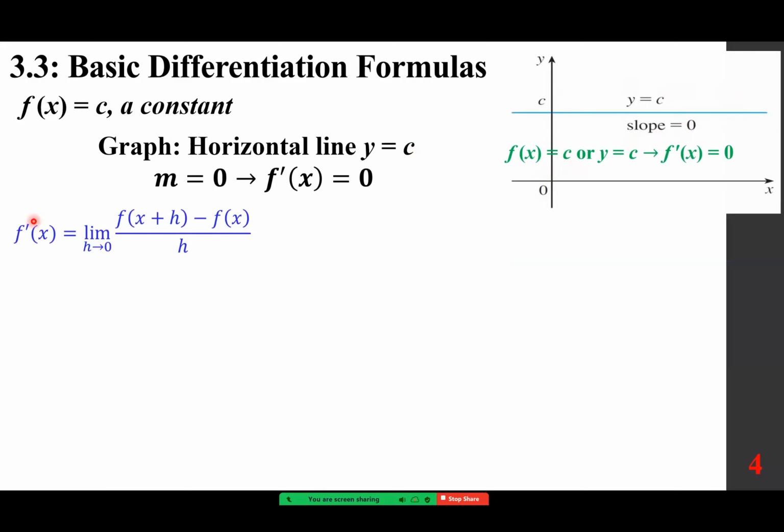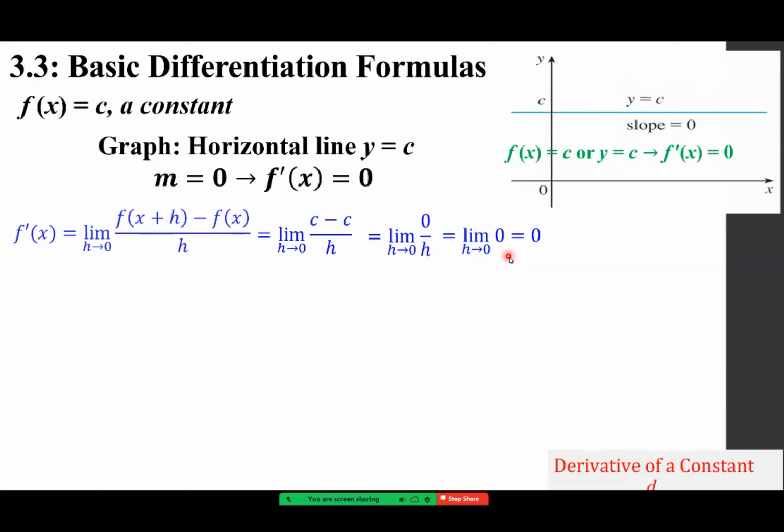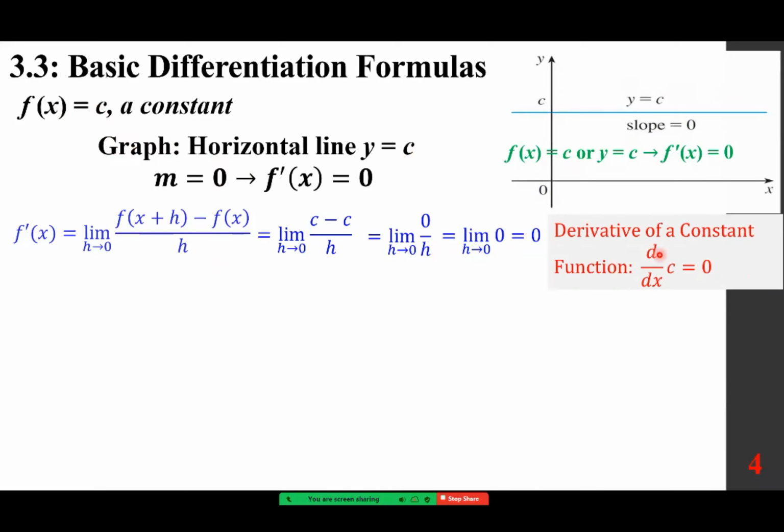graphically. If we go with the definition, f of x plus h, where f of x is c, that's just c because it's independent of x. c minus c becomes 0. 0 over h is 0. And now you take a limit, becomes 0, which gives rise to the derivative of any constant is 0. In other words, if I give you a number, y equals 5, 10, negative 2, you name it, its derivative is 0.